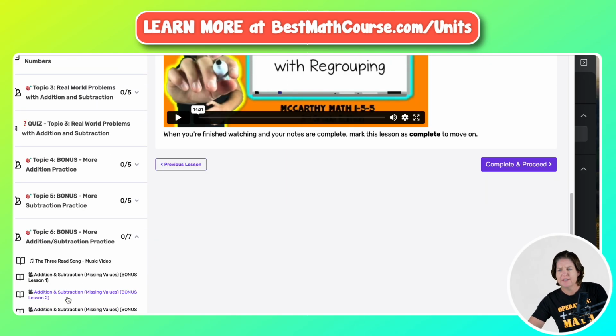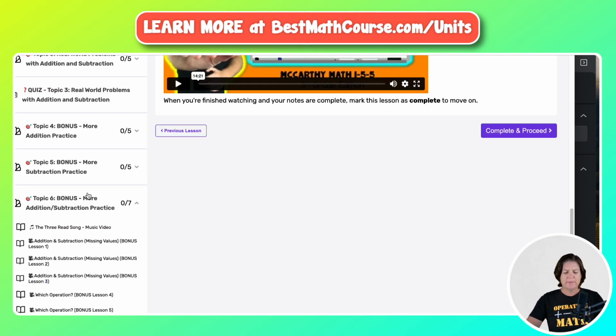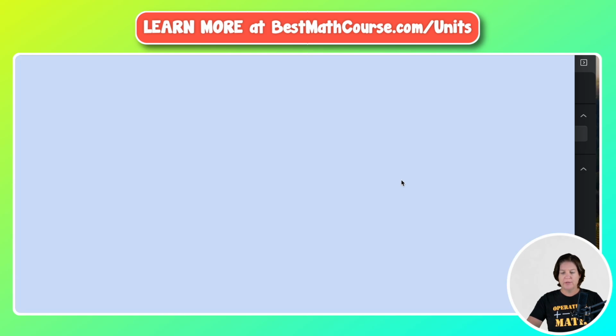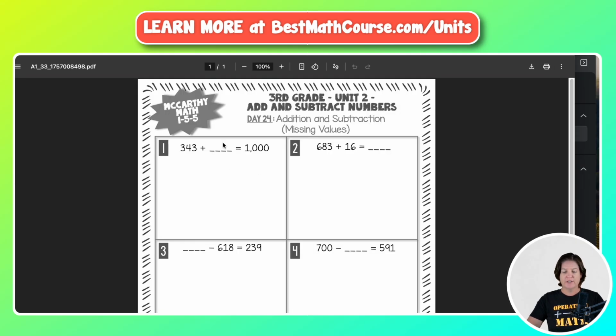And then finally, I don't know if you can see that, but we have topic 6, which is more adding and subtracting. So let me show you what I mean by that. So for this kind of problem, we have missing values here. So we need to understand that addition and subtraction are inverse operations here, and that we can use one to help us solve the other.